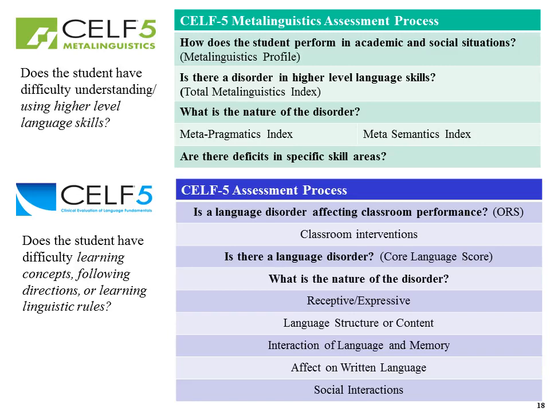Another issue is a disorder in the higher level language skills that really has not been worked on while we worked on the semantics, the morphology, and the syntax, and some of the early pragmatic skills. So we need to say, what is the nature of the disorder? And to find that out, we compared two indices, the metapragmatics, which is related basically to communication context, and the metasemantics index, related to how you think with words and language, and what you can understand without it being said. And again, we can answer the question, are there deficits in special skill areas?